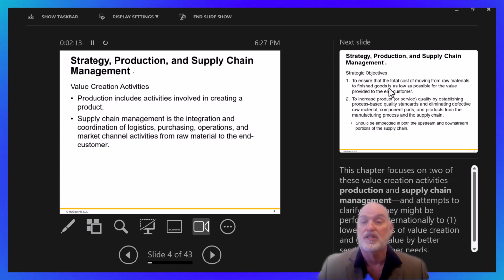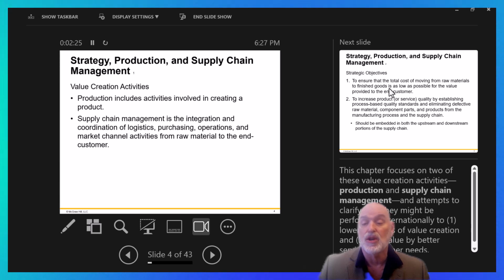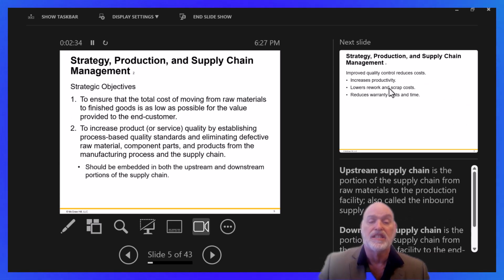Strategy, production, and supply chain management. Value creation activities. Production includes activities involved in creating a product. Supply chain management is the integration and coordination of logistics, purchasing, operations, and market channel activities from raw material to the end customer. Strategic objectives: 1. To ensure that the total cost of moving from raw materials to finished goods is as low as possible for the value provided to the end customer.